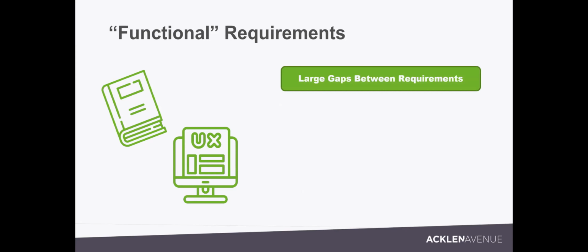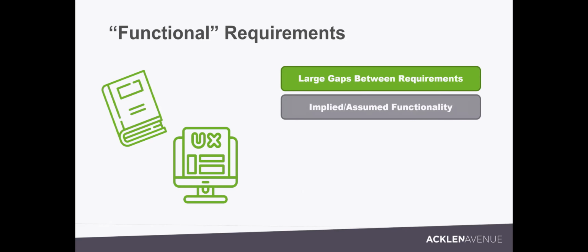One, there are large gaps between the requirements, depending on how they send it to me. You remember the old days: the system shall, the system shall, the system shall do this, system shall do this. But then how does it do that? You said this and this, and there's a lot of stuff in between that could go on. There are these big gaps sometimes in the way people document things. There's implied or assumed functionality.